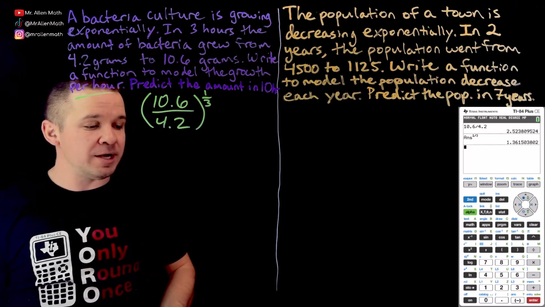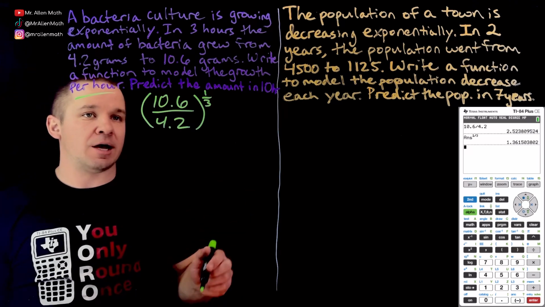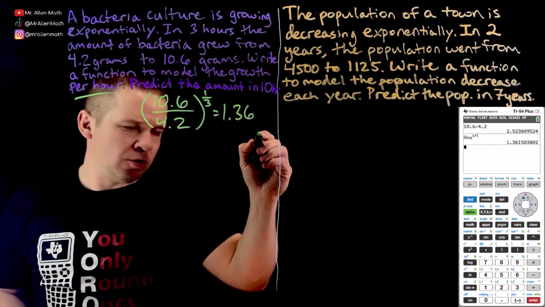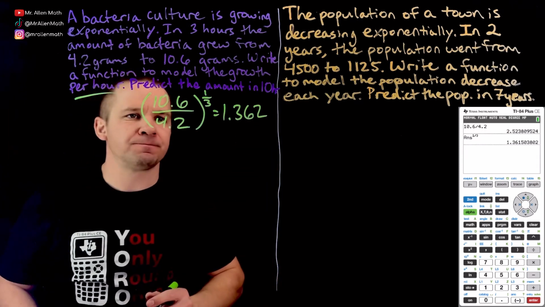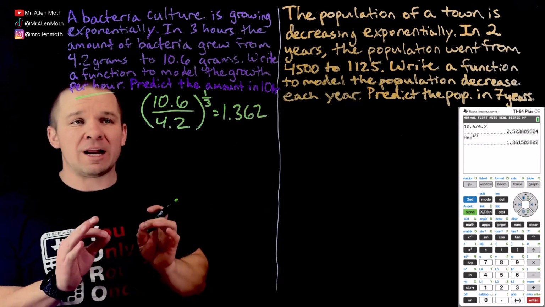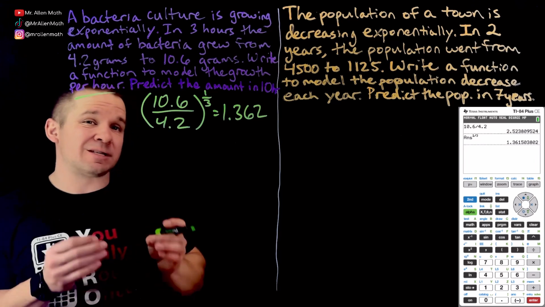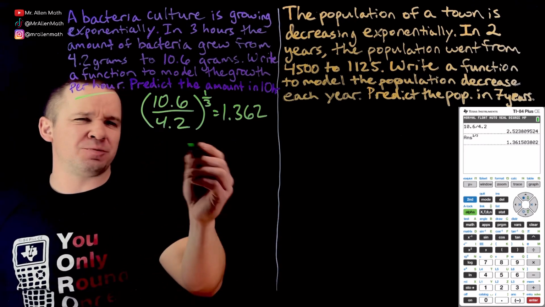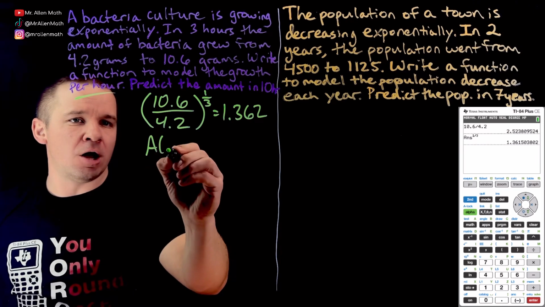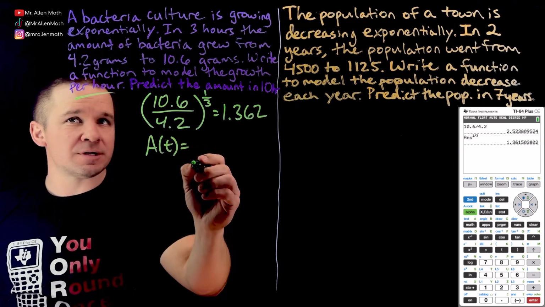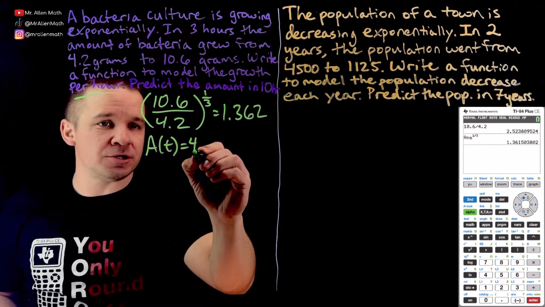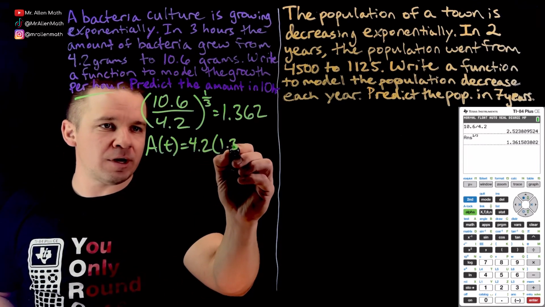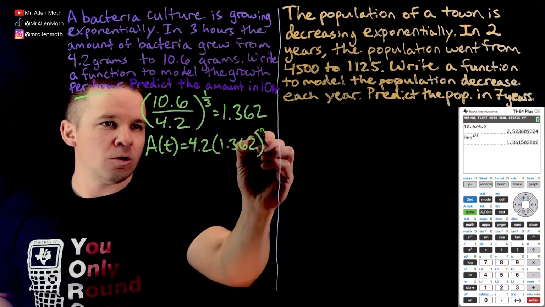So I get 1.3615, okay? So this is going to be 1.362. Okay, so that would be what I'd have for my base of this exponential function, all right? So we'll say our population, the amount A of t equals the initial amount of 4.2 grams before it started growing. Then we'd have the 1.362 raised to the t.